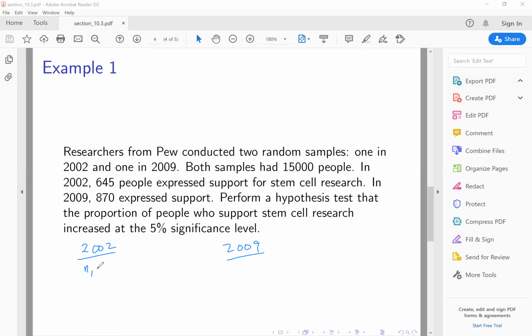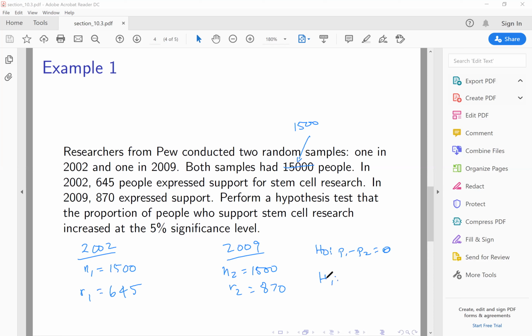In each case, they surveyed 1,500 people. I know it says 15,000 there, but it should actually say 1,500. So each of these samples had 1,500 people, and in 2002, 645 people reported supporting stem cell research, and in 2009, 870 people reported supporting stem cell research in the survey. So we want to find out whether the proportion of people who support stem cell research increased or not. Our null hypothesis is that the difference in proportions is 0.